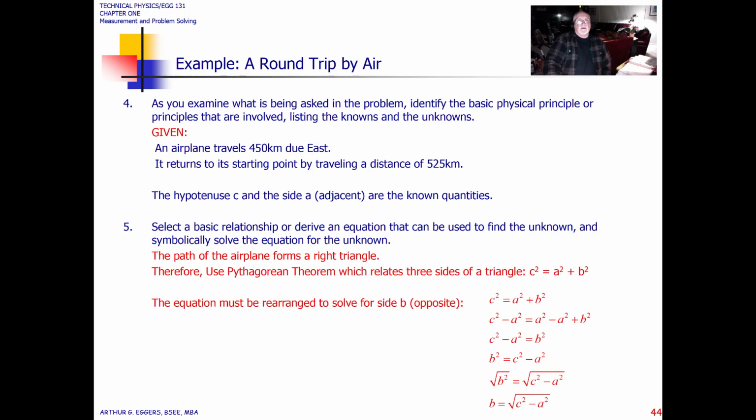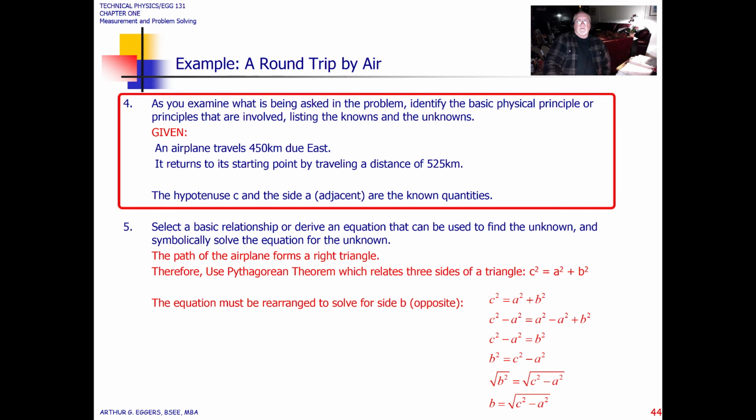As you examine what's being asked of the problem, then identify the basic physical principle or principles that are involved, listing the knowns and the unknowns. Since we know in this problem that a given was that the airplane travels 450 kilometers due east, we can mark that down and attach it to our diagram. It returns to its starting point by traveling 525 kilometers. Okay, so you can start adding these to your diagram. The hypotenuse C and the side A adjacent then are the two known quantities associated with those values.